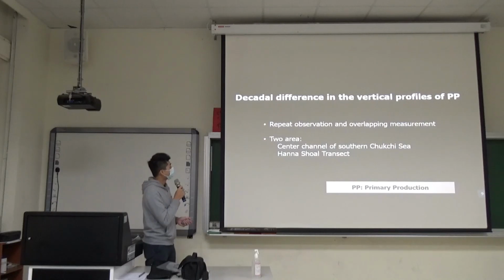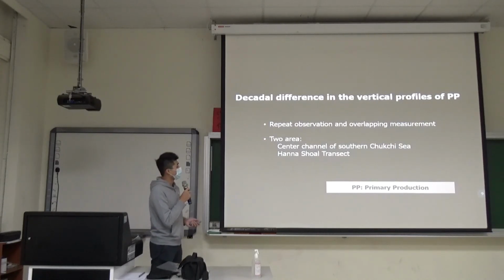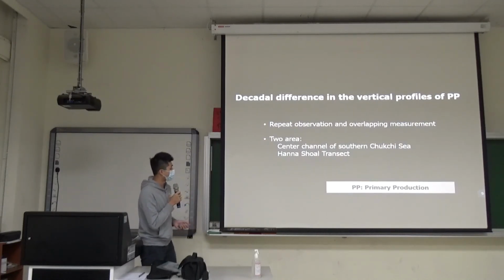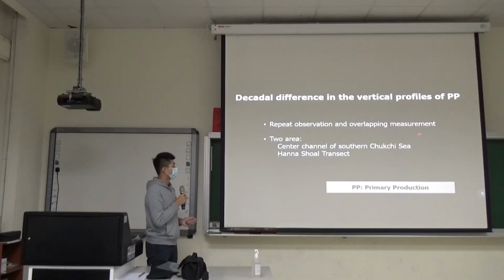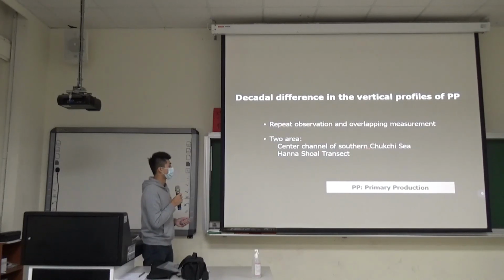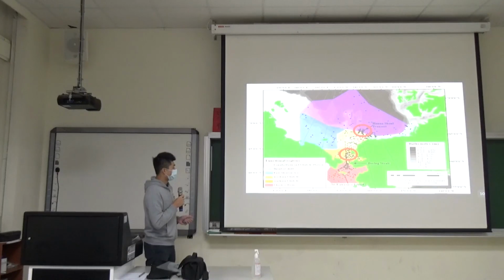We're talking about the decadal difference in the vertical profile of primary production. To know the decadal difference, we need repeat observations and overlapping measurements. But in this region, only two places can do it. One is the central channel of the southern Chukchi Sea, another is the Hanna Shoal section.